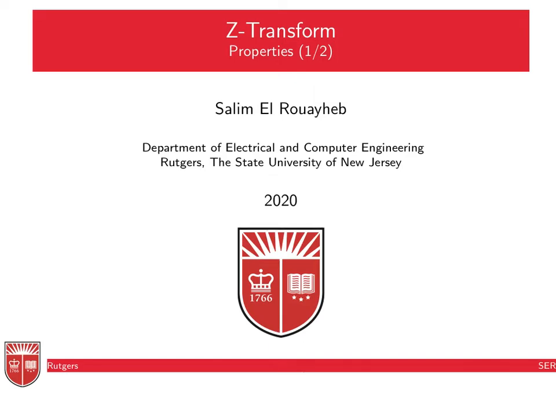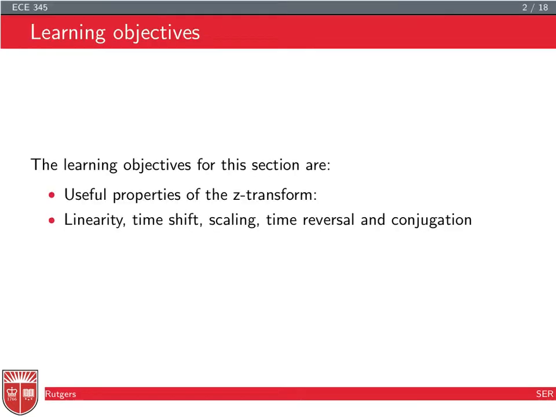This is part 2 of 3 of the lecture on the properties of the Z transform. Again, here there's a typo, so I fixed it. In this second part, I will focus on two properties of the Z transform, which are time reversal and conjugation.